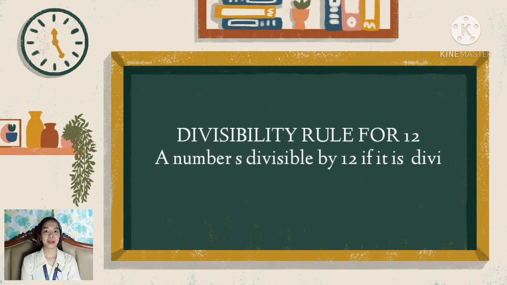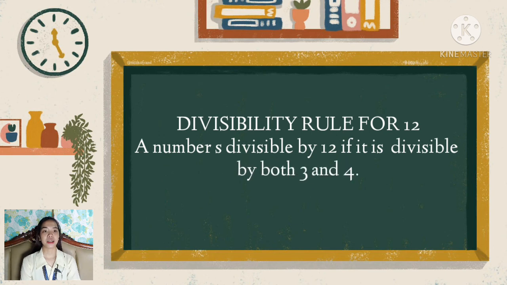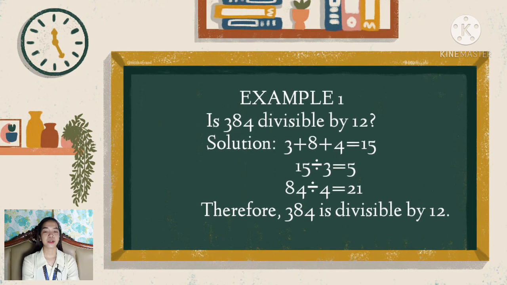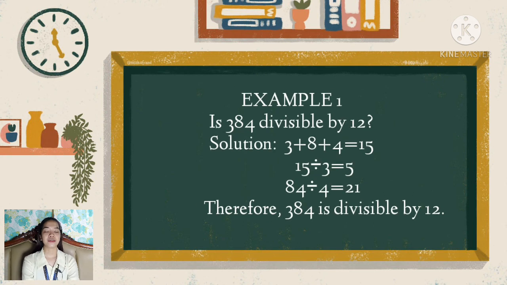Divisibility rule for 12. A number is divisible by 12 if it's divisible by both 3 and 4. So example number 1 is 384 divisible by 12? So we have here a solution. So we need to add or sum the 3 digits, which is 3, 8, and 4. So 3 plus 8 plus 4 is equal to 15. So 15 divided by 3 is equal to 5.